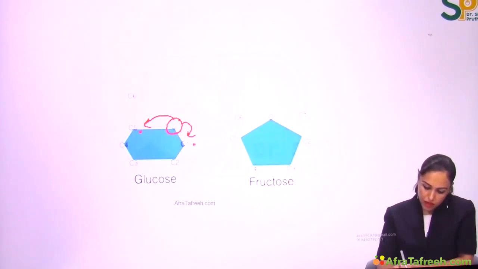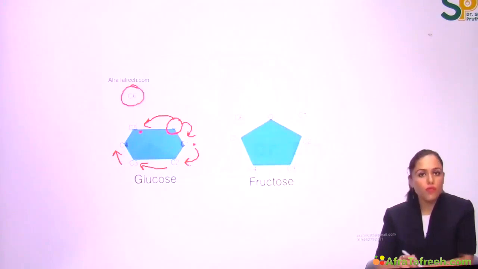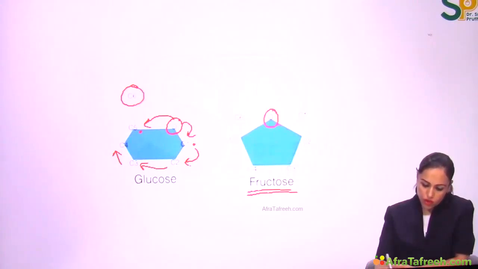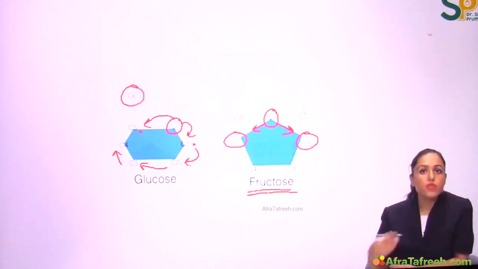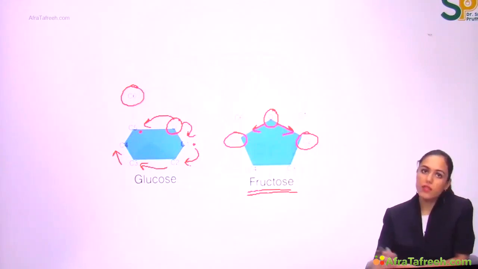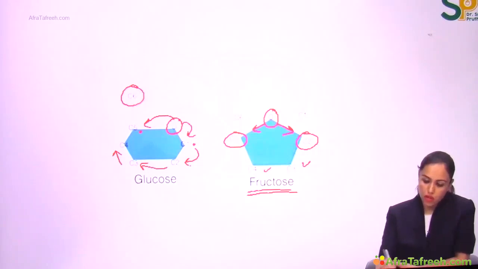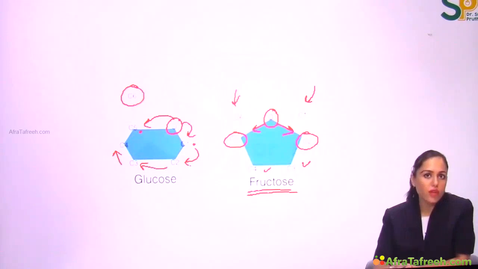If C1 is here, then next is C2, next is C3, next is C4, and C6 is out of the ring. This is the pyranose form of glucose. Then see the fructose furanose form, oxygen here shared between the functional carbon and the second last carbon, that is now C2 in case of fructose and the second last is the same C5. So C3 here and C4 here. So you can see, C1 and C6 are out of the ring.